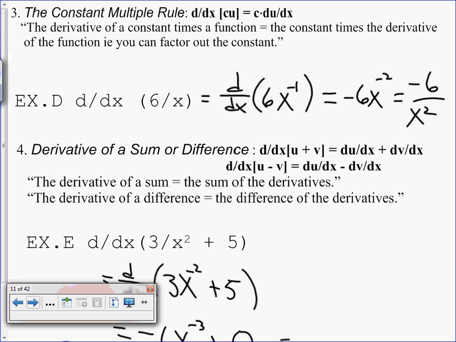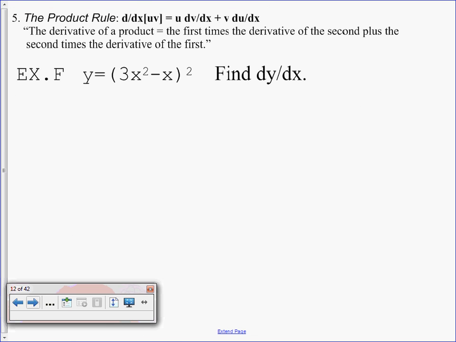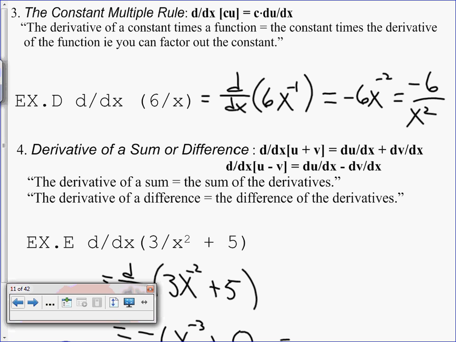Oh, I went too far. Okay. So just rewriting 6 over x, we rewrite it as 6x to the negative 1. When you take the derivative, you multiply the exponent by the coefficient. That's the negative 6. You write x, and then you subtract 1 from the old exponent. Okay? Oh, what happened? I didn't finish it.